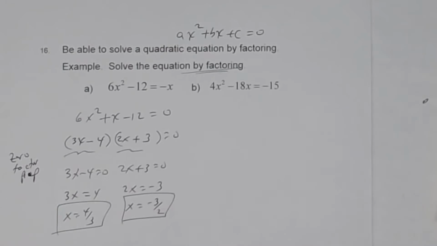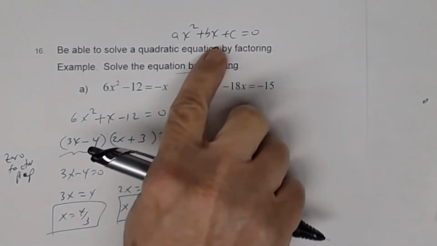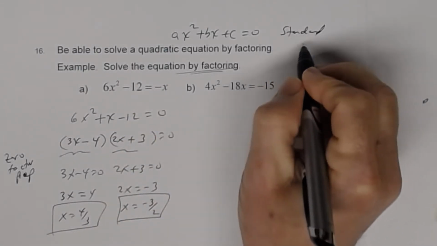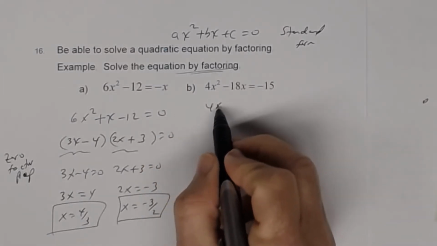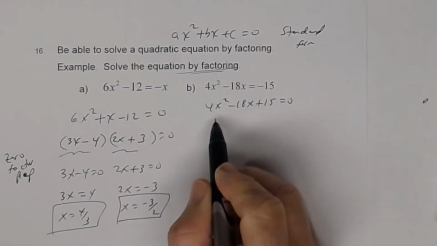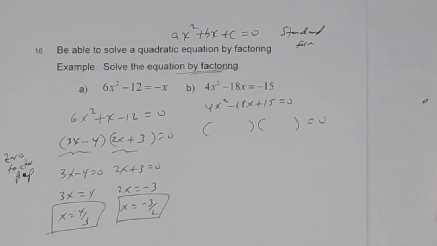Okay? All right, same thing here. You're going to put this in standard form. Remember, this is standard form, so you're going to have 0 on the other side and put it in descending order. So this becomes 4x squared minus 18x plus 15 equals 0. And then we're going to go ahead and factor this as well.